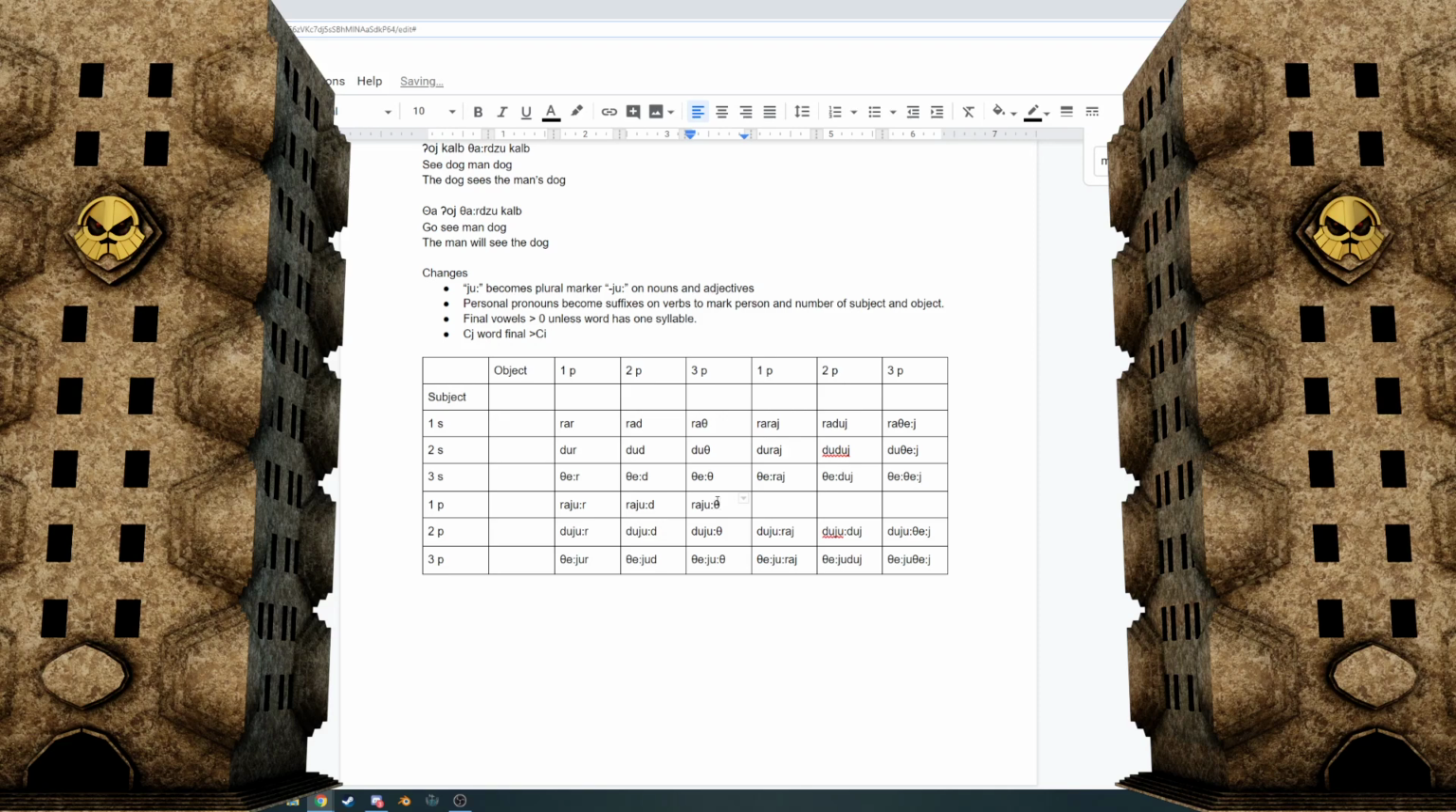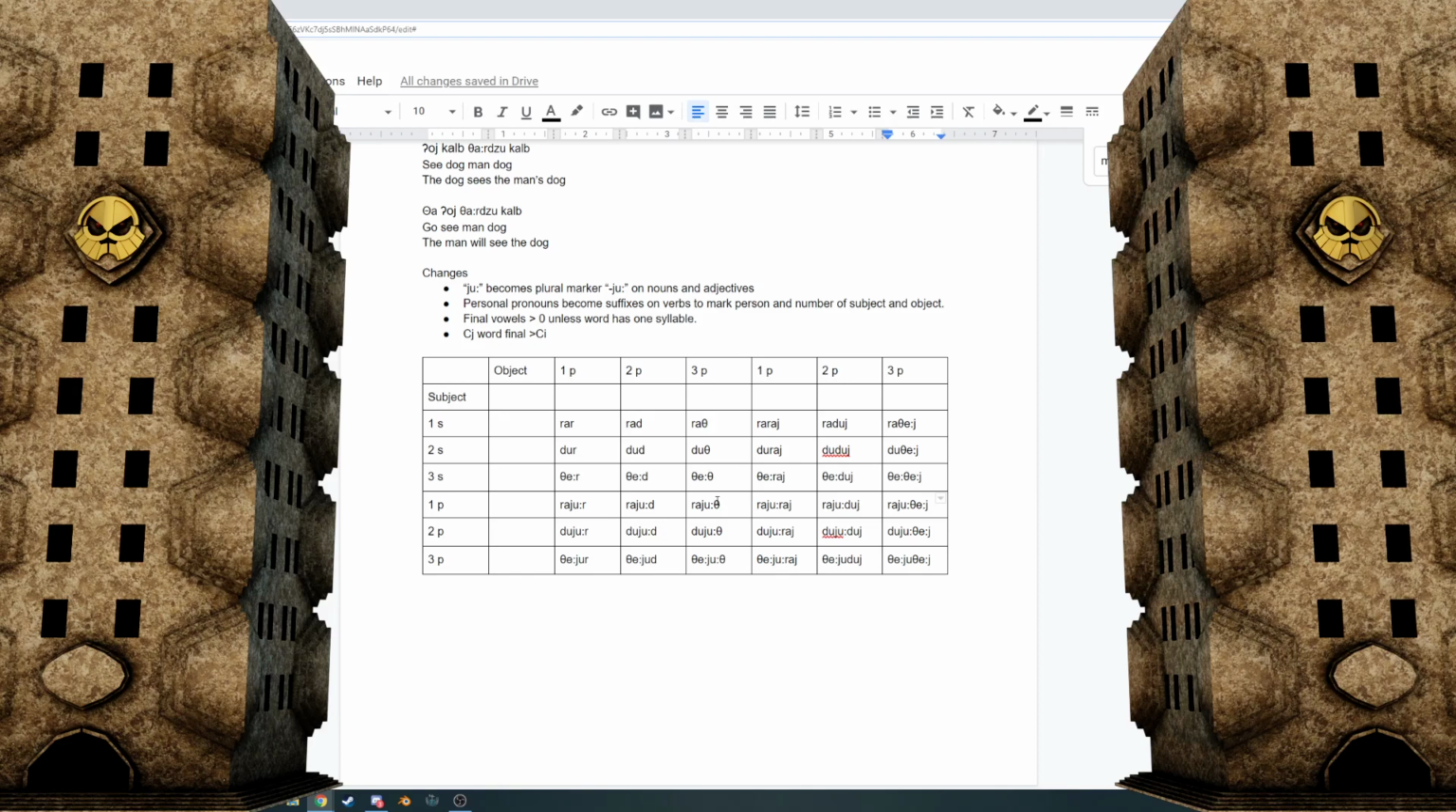Rayu. Rayuth. Rayu. Oops, I don't need that I there. Rayurai. Rayu. Dui. Rayu. Okay. So those are going to be, at this stage, the double marking suffixes for main verbs to mark person and plurality for subject and object on the verb.